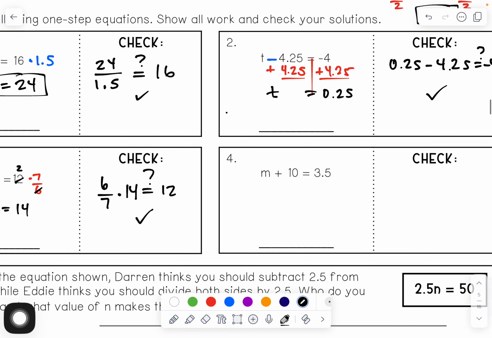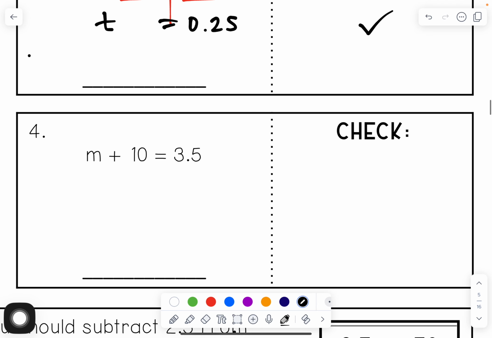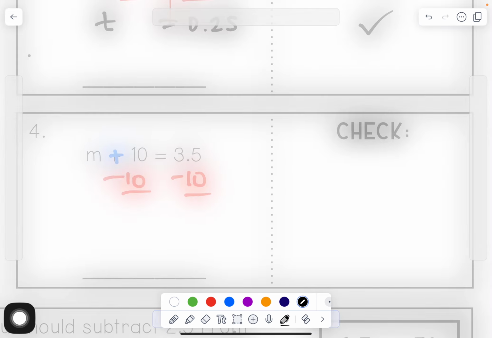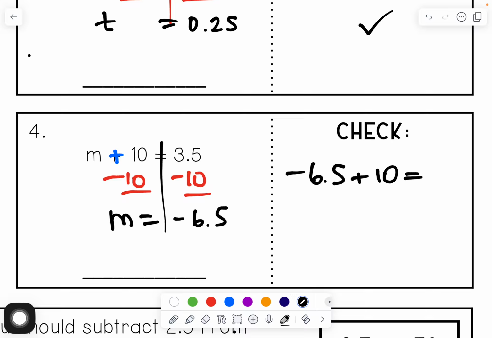Last example we're going to do together of a one-stepper is n plus 10 equals 3.5. So what's the opposite of plus? That would be minus 10 and minus 10. So when I subtract 10 from both sides, I find out that 3.5 minus 10 gives me -6.5. And again, I would like to check my answer, so I plug that in, -6.5 plus 10, type it in my calculator, and hopefully that gives me 3.5, and it does.